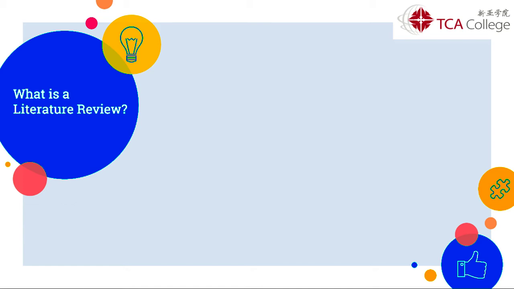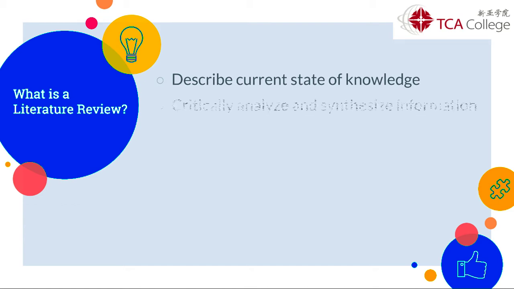Now, you may have already selected a topic on which to conduct research. The literature review then describes the current state of knowledge in that field of study. And that means you'll need to read and evaluate several journal articles, books, and even dissertations. You should also critically analyze and synthesize this information.